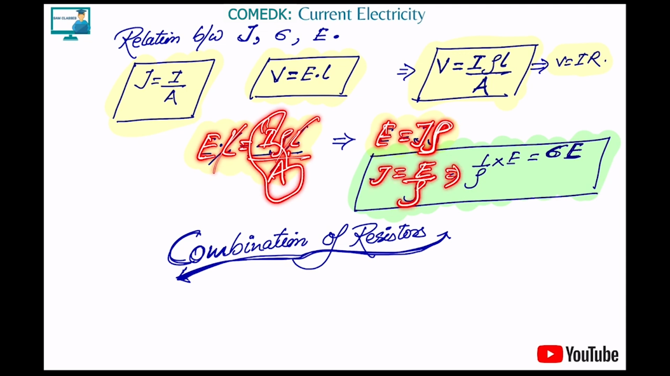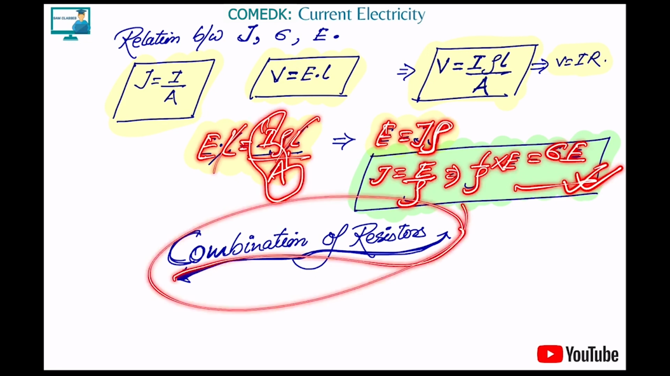So 1 by resistivity is nothing but conductivity. So that is equal to σE. So J is equal to σE. Very, very important formula. Now next part, combination of resistors.